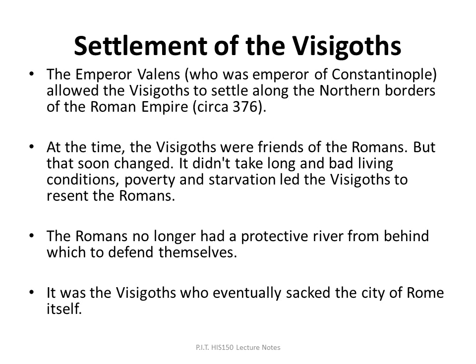The Romans no longer had a protective river from behind which to defend themselves. And it was again the Visigoths who eventually sacked the city of Rome itself.